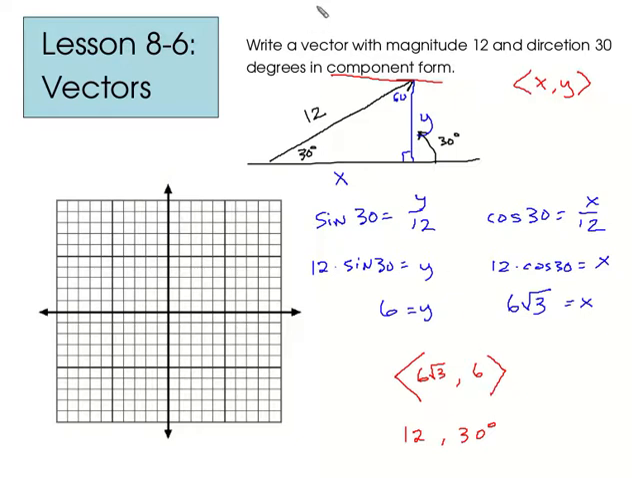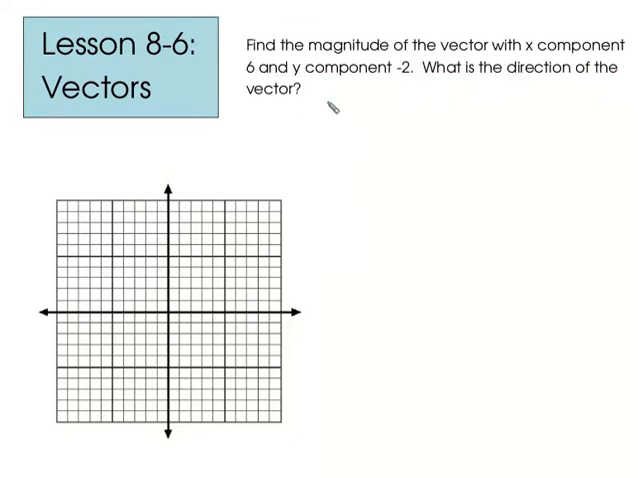comma 6. Let's do one last question. Find the magnitude of a vector with x component 6, y component -2, and find the direction of that vector. All right, so let's start here. Let's start at the origin. Component vector tells us to go right 6 and down 2, giving us this vector right here.